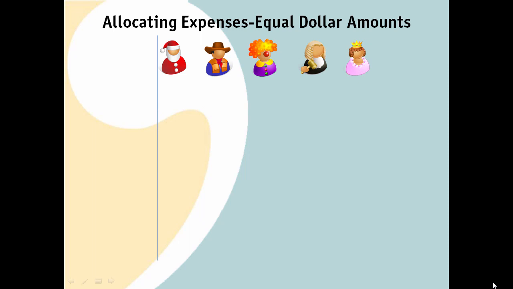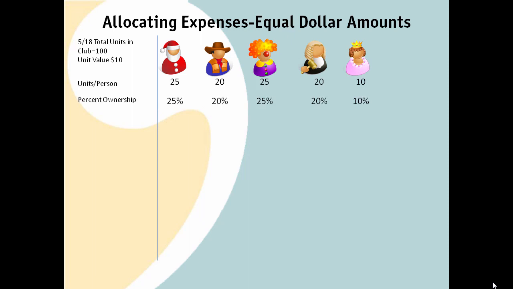When an expense is allocated this way, each member's account is reduced by the same number of units. Because of this, everyone's ownership percentages might change. Here's an example. Suppose on May 18th you had 100 units in your club and each one was worth $10. So each member owned this many shares and therefore had this percentage of ownership.